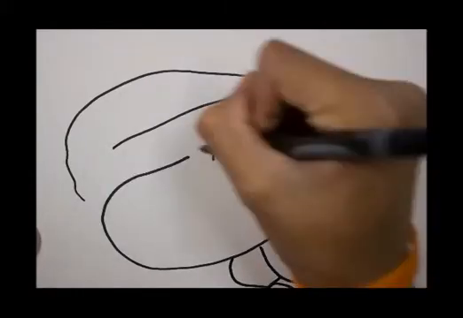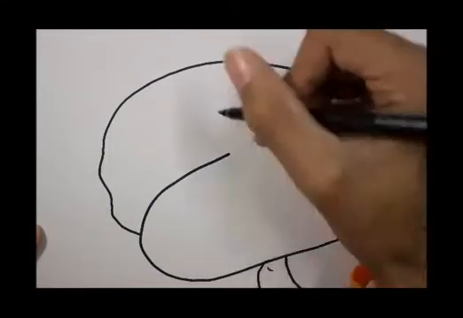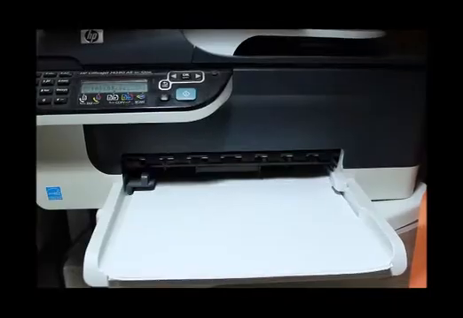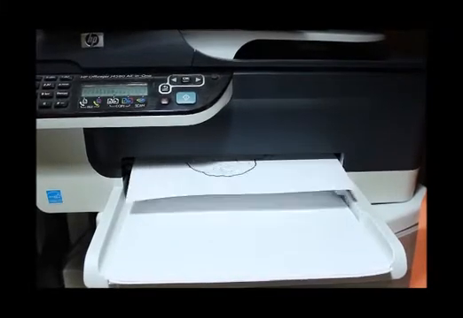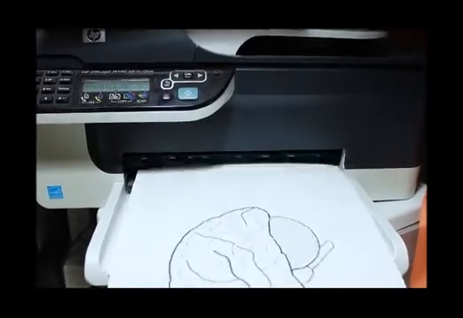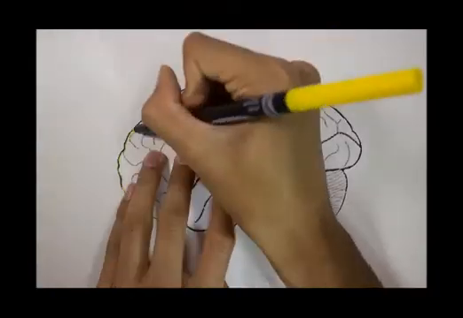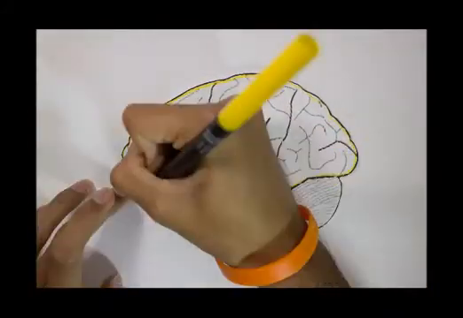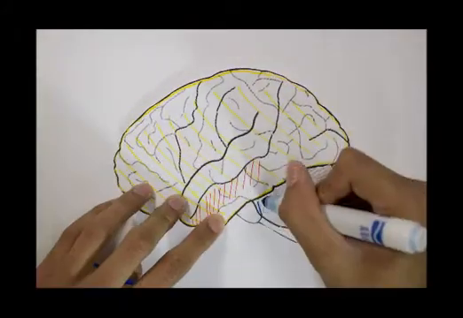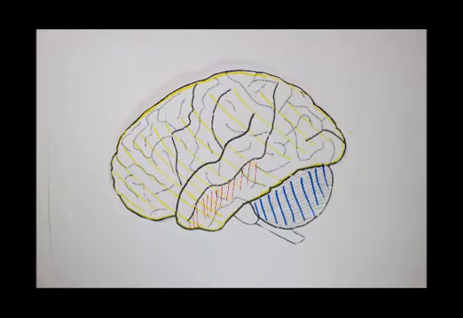So let's look at the primary parts of the brain Alzheimer's affects. It affects the cerebral cortex, which is the outer covering of the brain, the medial temporal lobe, which contains a structure called the hippocampus, and the cerebellum.